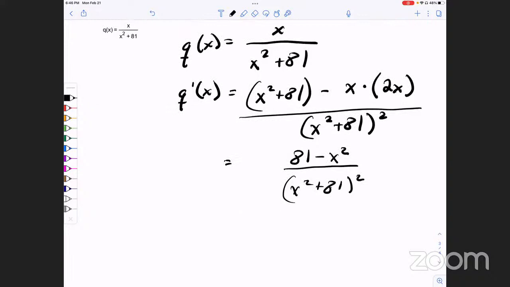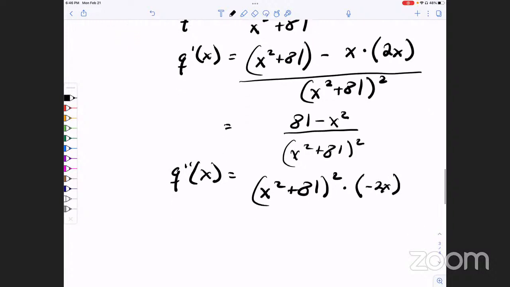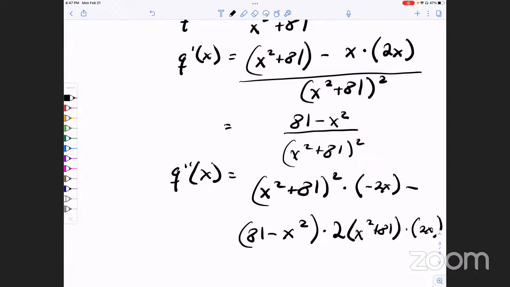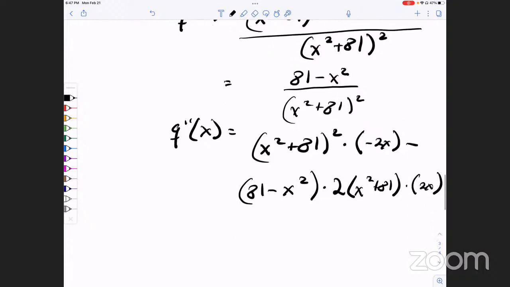Then let's go ahead and find the second derivative as well. So Q double prime of x. Okay, so let's do the quotient rule again. Low D high minus high D low. So the bottom, which is this guy, times the derivative of the top, which is going to be a negative 2x, minus the top, I'm running out of space, I'll shrink it down momentarily. The top is this. So the bottom times the derivative of the top minus the top times the derivative of the bottom, which is 2 times x squared plus 81 times 2x, because we had to use the chain rule, the derivative of the outside times the derivative of the inside. And then it will be all over the bottom squared again, so that's x squared plus 81, now to the power of 4.